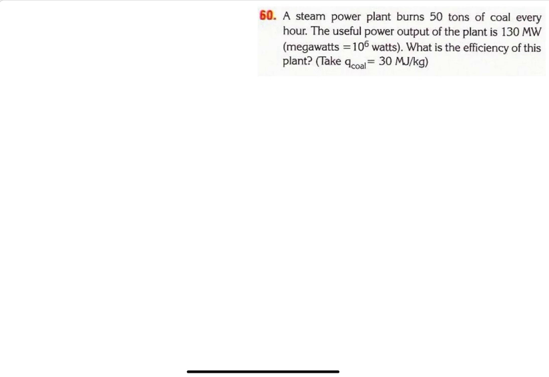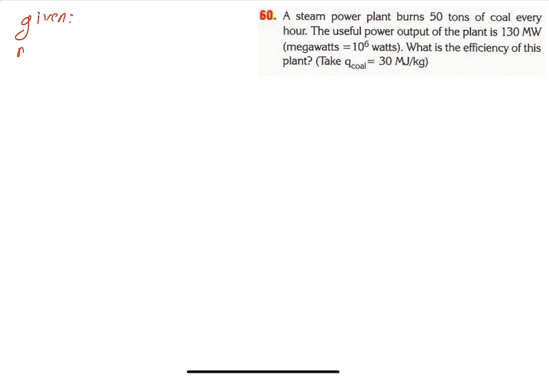Question 60. A steam power plant burns 50 tons of coal every hour. The useful power output of the plant is 130 megawatts. What is the efficiency of the plant?